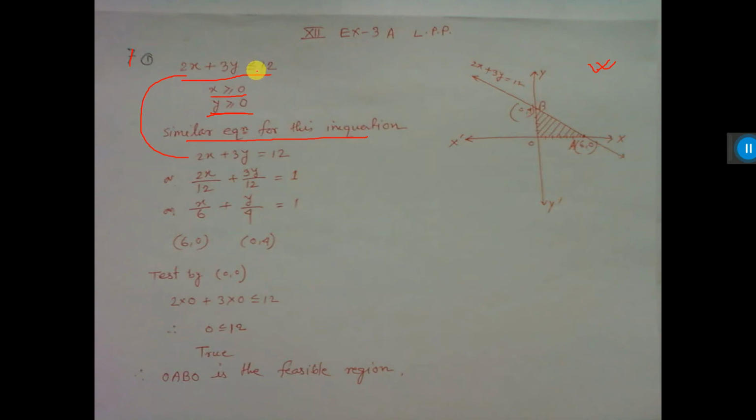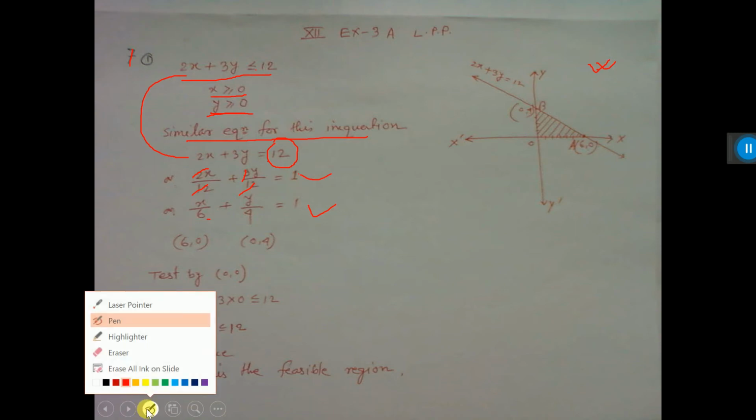You write this line: in place of the inequation sign you give the equation sign. Then the technique is, on the right side you bring 1. How to do it? The whole equation you divide by 12. Since the right side is 12, if we divide the whole equation by 12, the right side will be 1. So here divide by 12, here also divide by 12. Then it is 2 sixes are 12, 3 fours are 12. So x by 6 plus y by 4 equal to 1.